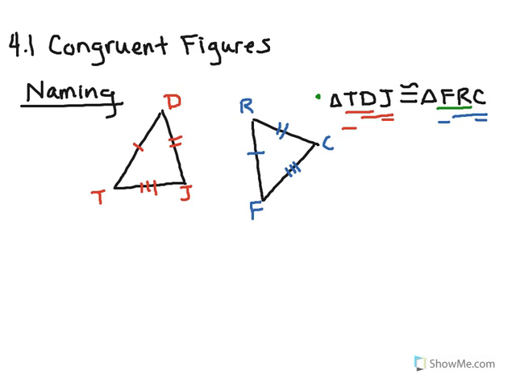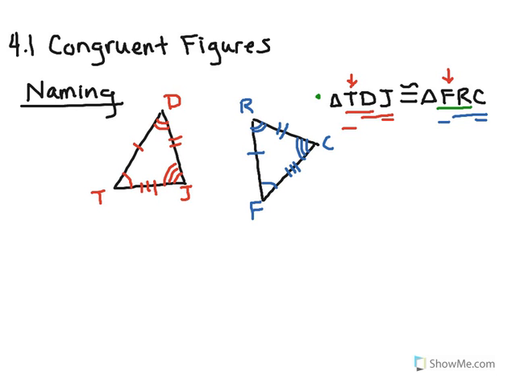Now, the same thing goes with the angle measures. So just in order, this means angle T right here is congruent to angle F. So angle T congruent to angle F, so one arc mark. And then angle D is congruent to angle R. And angle J is congruent to angle C.